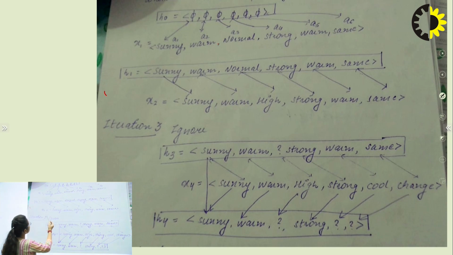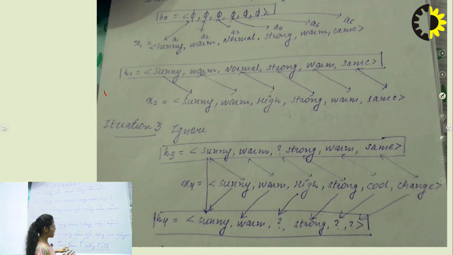Then in the next case, we will compare sunny, warm. Normal and high are different, so we use a question mark. Strong, same as it is. Warm and warm are the same, so as it is. Same and same are the same, so as it is. After that, the third iteration is a negative example, so we will not consider it; we will ignore it. And then we compare sunny and sunny, same, so as it is, sunny.